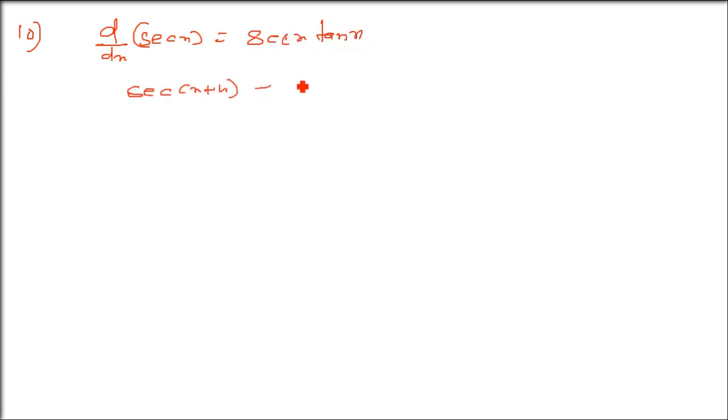So there are around 11 I said. Let us do two more. So we have d by dx of sec x. This is going to be sec x tan x. So limit h tends to 0, sec of x plus h minus sec x by h. First principle we are going to use.